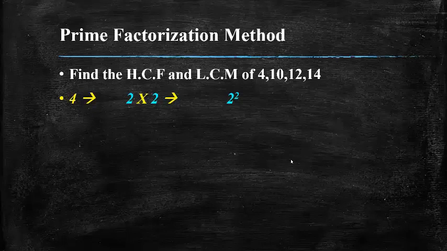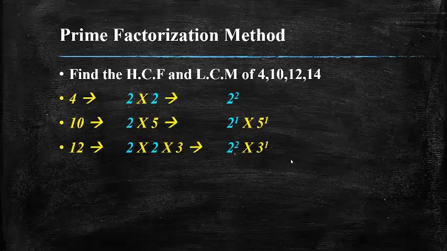I'm simply rewriting it as 2 square. And 10 is written as 2 into 5. So 2 and 5 are prime factors of 10. I'm writing 10 as 2 into 5, which is again 2 power 1 into 5 power 1. The power usage will be helpful whenever we are trying to identify the LCM or the HCF. 12 is rewritten as 2 into 2 into 3, which is 2 square into 3 power 1. And 14 is rewritten as a product of 2 into 7, so 2 power 1 into 7 power 1. Now we have written all these numbers in terms of their prime factors.